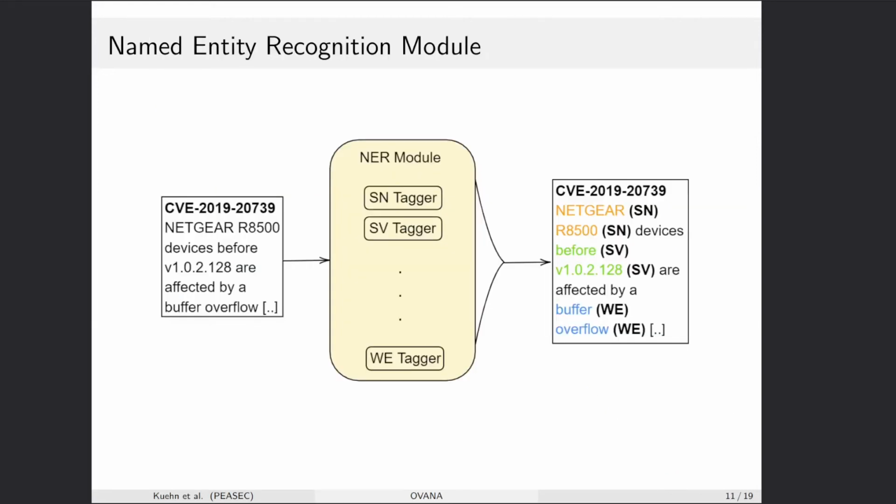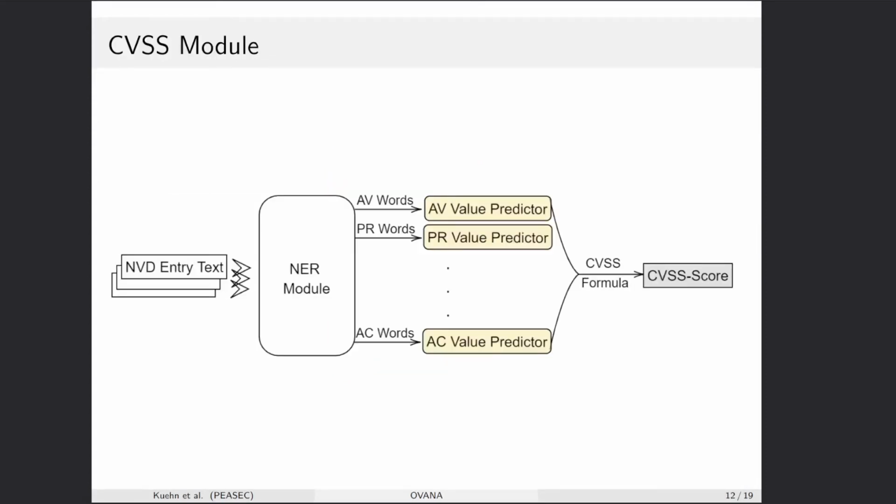The named entity recognition module is composed of different submodules which are individually tagging each token with the according tag. So for example, the software name tagger goes over each token in the description and tags each word which might be related to software name with the according tag. The CVSS module is also composed of different submodules. These submodules are based on the CVSS parameters: attack vector, attack complexity, privileges required, and so on.